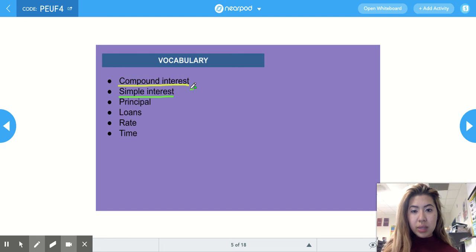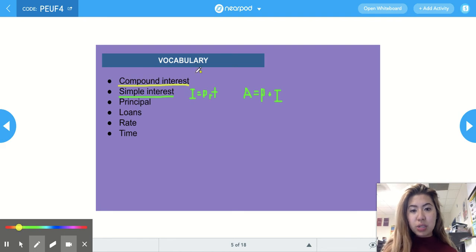So our formulas are I is equal to P times R times T for simple interest. And if we have a problem with simple interest and we want to find the total amount, so that's A, we have to add the principal plus the earned interest.